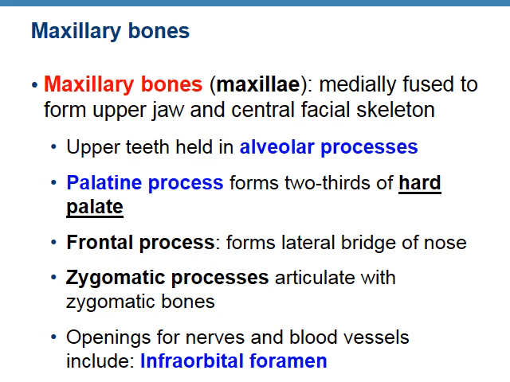So next up we talk about the maxillary bones. There are two. These are fused in the middle, medially, to form the upper jaw and the central part of the face. So upper teeth are held. Again, we have alveolar process. This would make sense. If we have them in the mandible, we also have them in the maxilla, since it's the upper part of the jaw. We're going to look at something called the palatine process, and we're going to look at an infraorbital foramen.